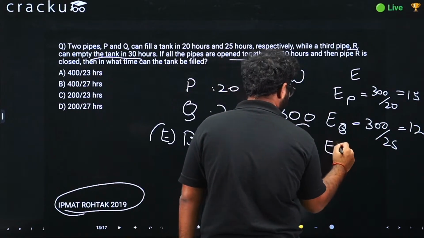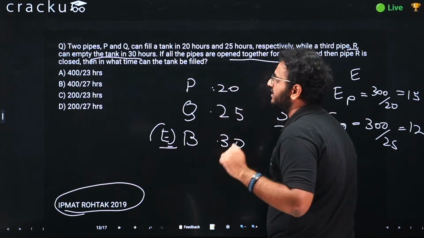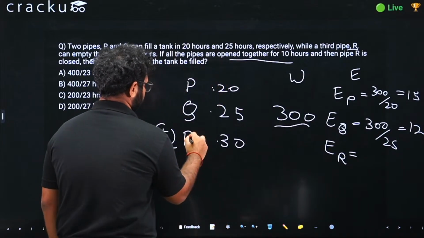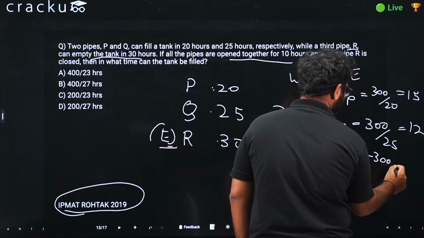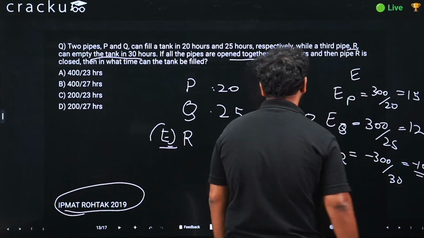And efficiency of R would be what? Here I will be careful because it's negative. So this is R. It would be minus 300 by 30, which is equal to minus 10.